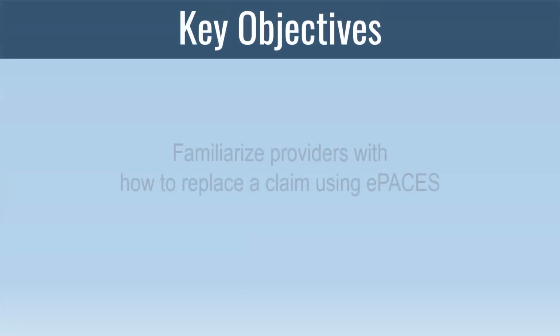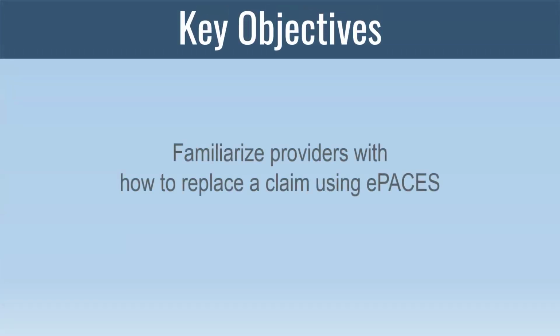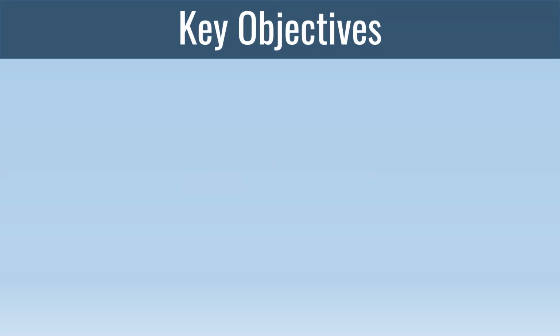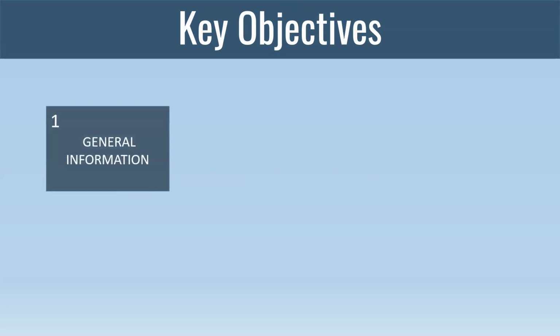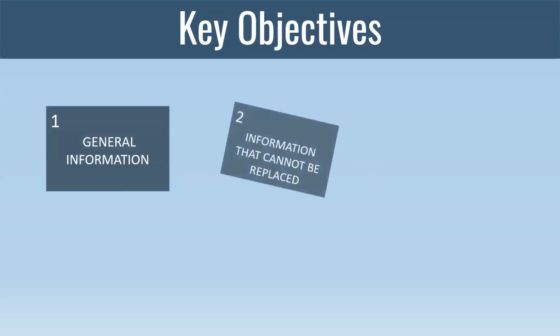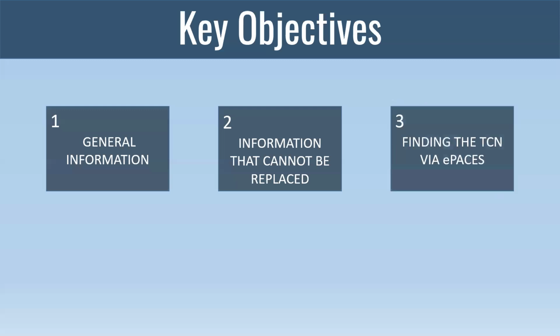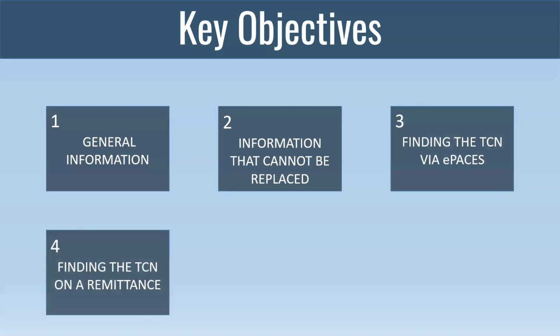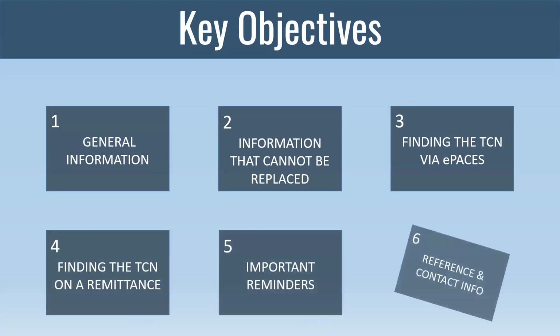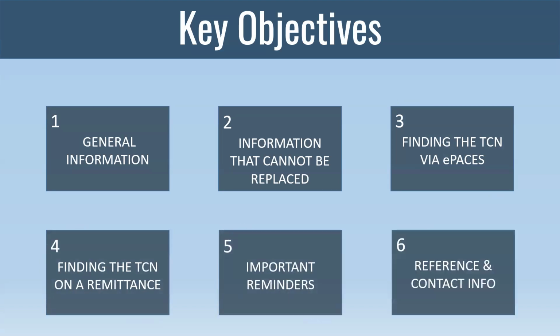The purpose of this session is to familiarize providers with how to replace a claim using ePACES. The key objectives for this session include general information about replacing claims, information that cannot be replaced, finding the TCN via ePACES, finding the TCN on a remittance statement, important reminders, and reference and contact information. First, we will review some general information about replacing a claim.